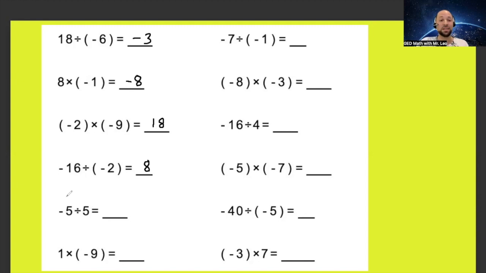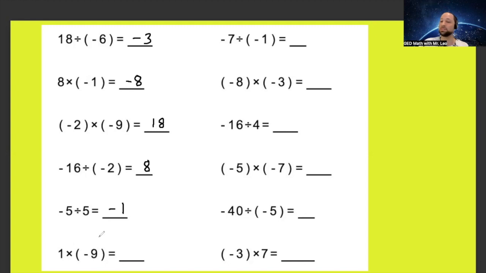Here we have -5 divided by 5. That's kind of interesting. Well, I see one negative sign, so let's use that. And keep this in mind: any number divided by itself makes 1. 5 divided by 5, well, how many 5s go into 5? It goes in one time. Final answer, -1 because of the negative sign.